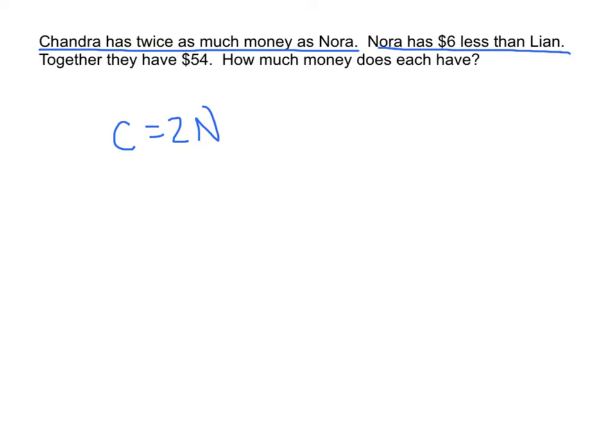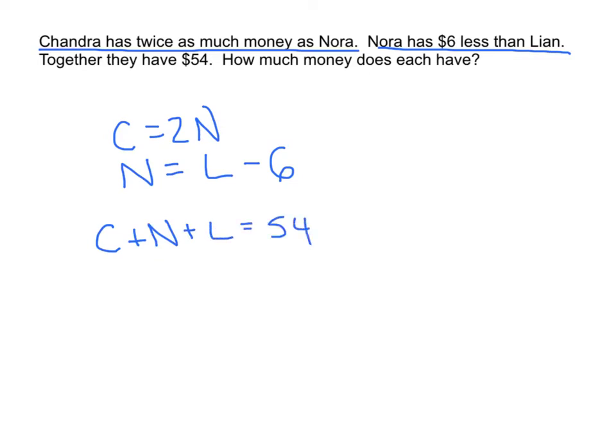Nora has $6 less than Leon. So Nora has $6 less. I'm going to take away 6 from Leon's amount. Together, they all have $54. So Chandra plus Nora plus Leon equals 54.